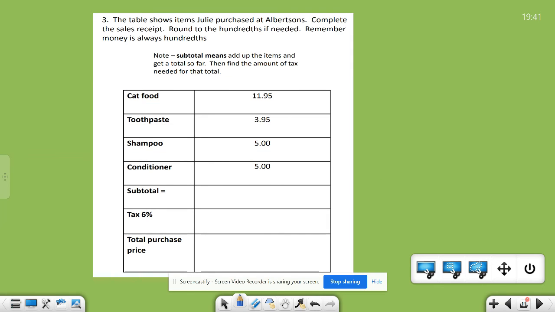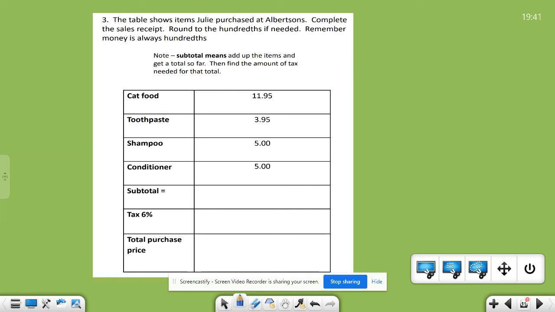All right, last thing, this table shows items that Julie purchased at Albertsons. Complete her sales receipt. Round to the hundredths if needed. Remember, money is always in hundredths. That's what I've been telling you guys over and over again. We use 2 decimal places to the right. So she bought some cat food, some toothpaste, shampoo, conditioner, and so on.